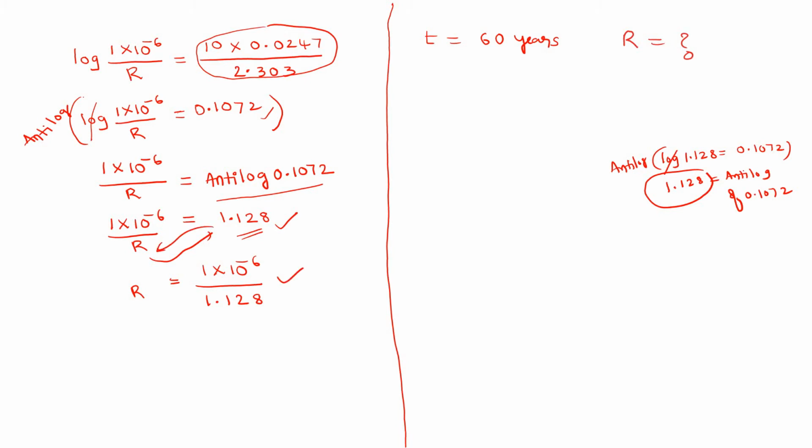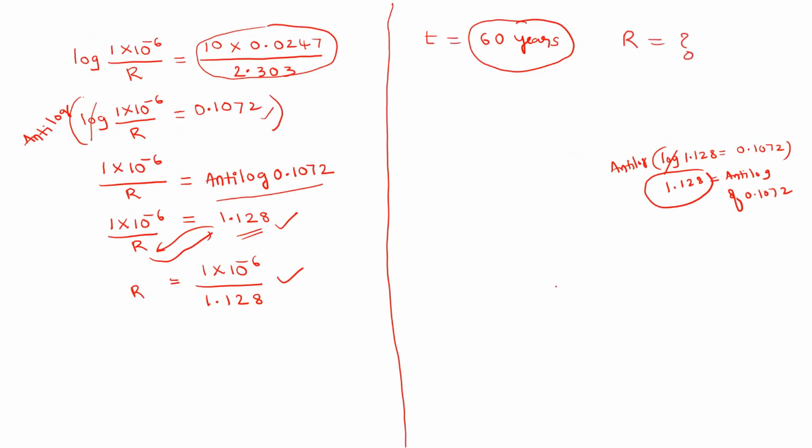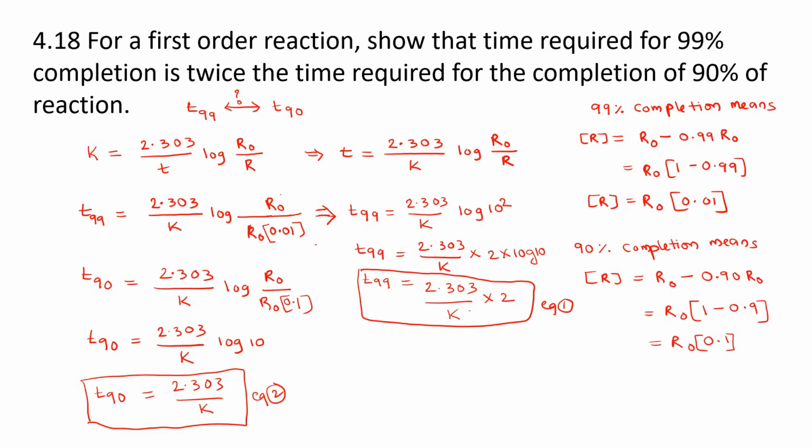Now what is the homework for you? Now you take time equal to 60 years. Here I have taken time equal to 10 years. Now you have to take 60 years here. Then you will get the second one. Same procedure, but in place of time you have to take 60 years. With that the problem will be completed.